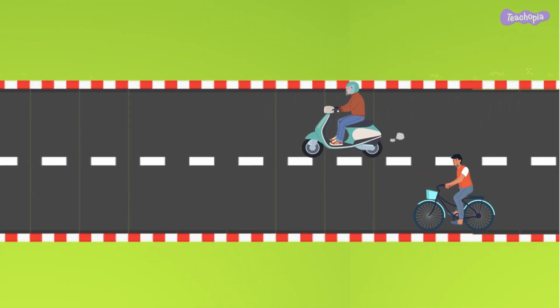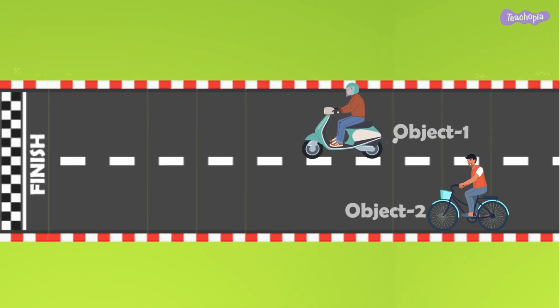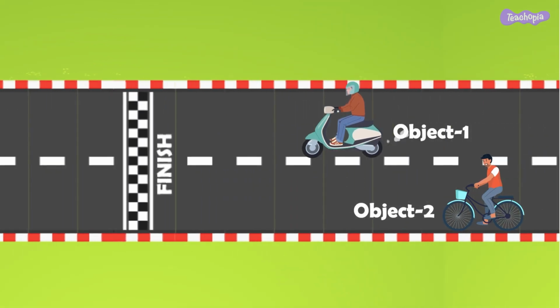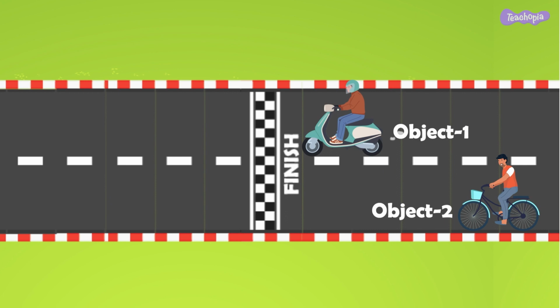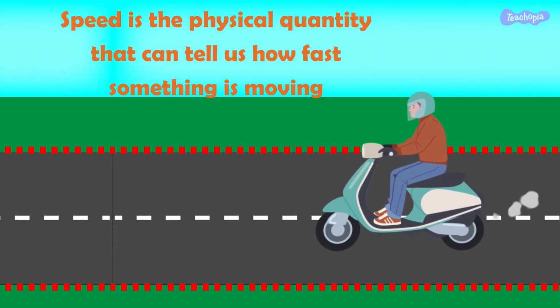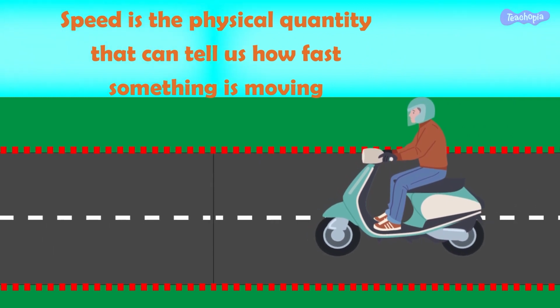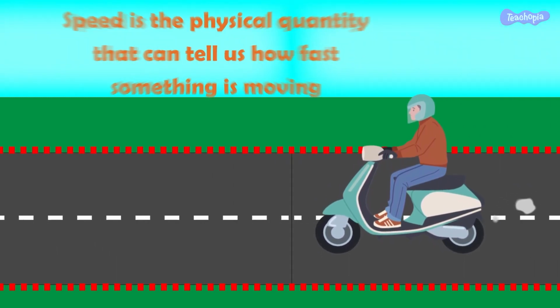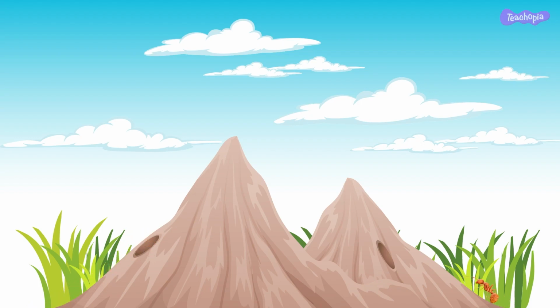Clearly, this bike is moving faster. In comparison to Object 1, Object 2 is moving slowly and is lagging behind. Speed is the physical quantity that can tell us how fast something is moving. So, how do we know the speed of anything that moves?